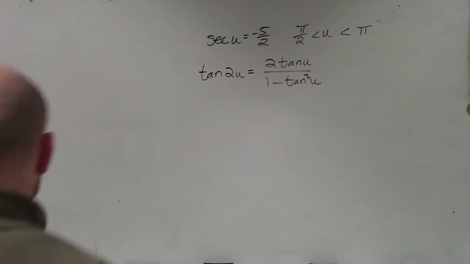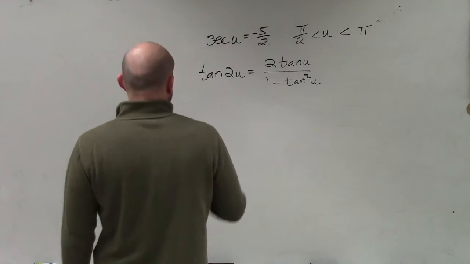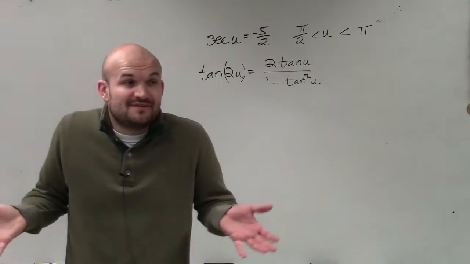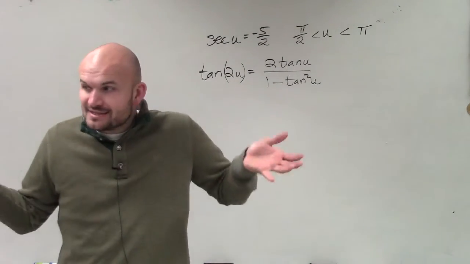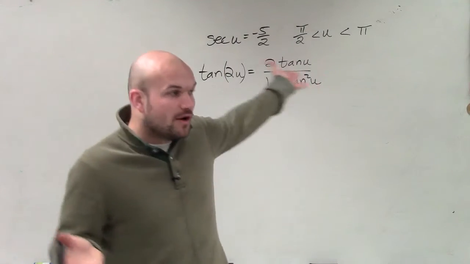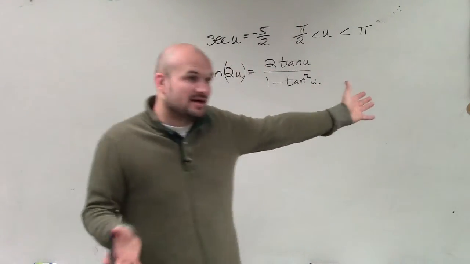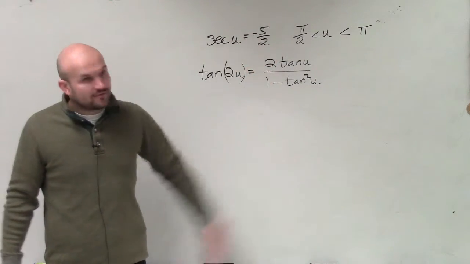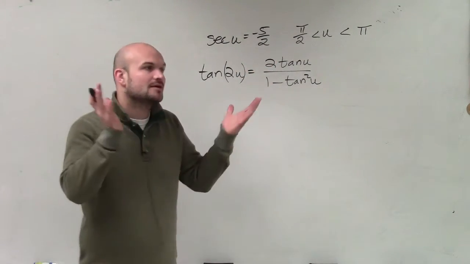OK, so in this problem, what they're asking us to do is to find tangent of 2u. But they give us secant. Well, what does secant tell us? Again, remember, first of all, we look at this. Is this point on the unit circle, negative 5/2? No. So therefore, we know we have to create a triangle.